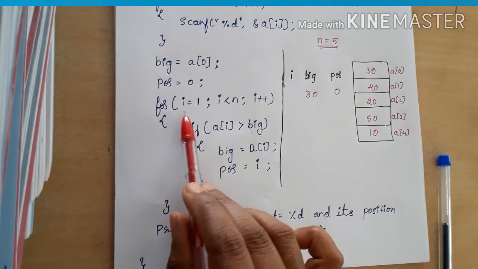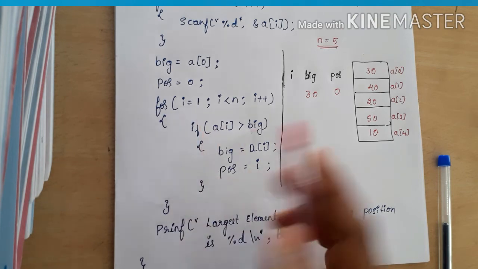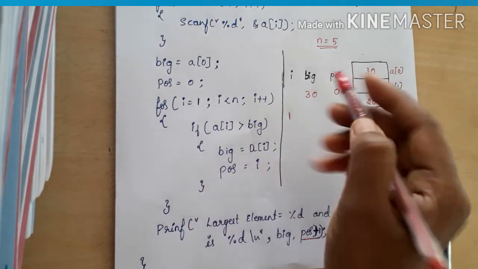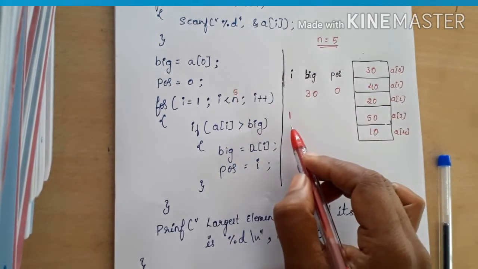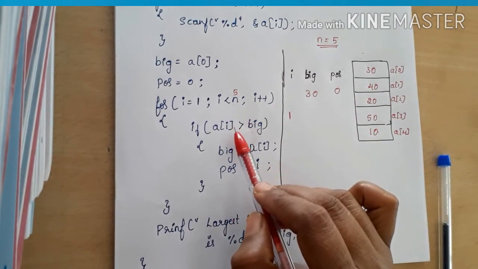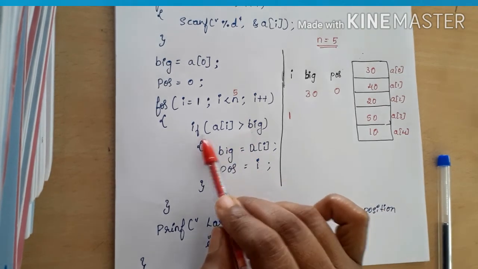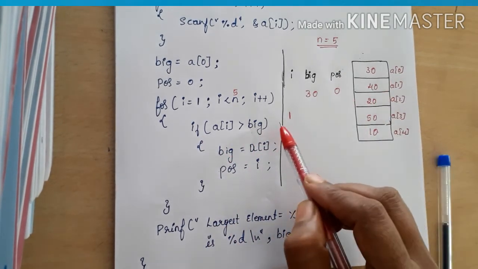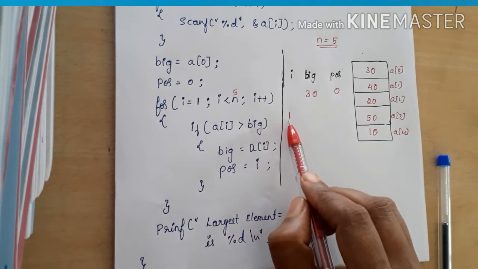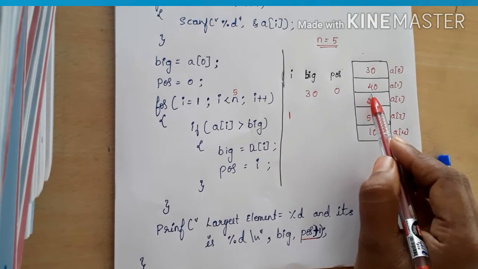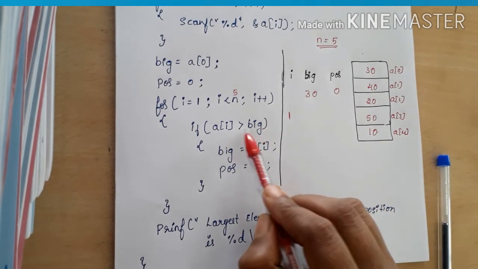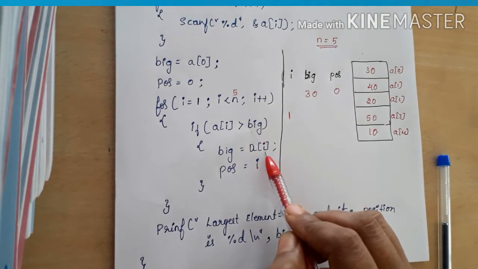Then the for loop instruction, initial value for I is 1. Then I less than n, n value is 5, 1 less than 5, the condition is true. Control enters the for loop. Next we compare u of I with big. U of I means u of 1, and u of 1 value is 40. Is 40 greater than big? Yes. Then copy u of I to big.